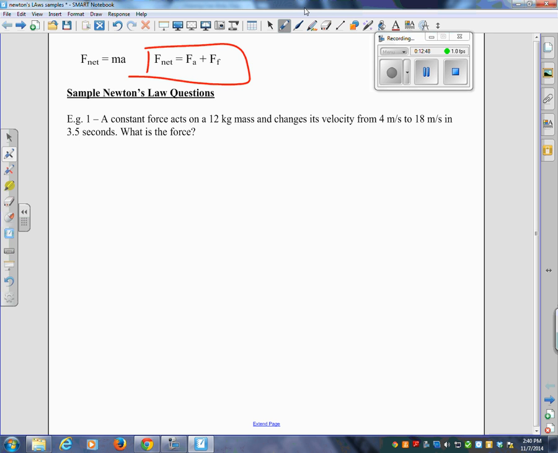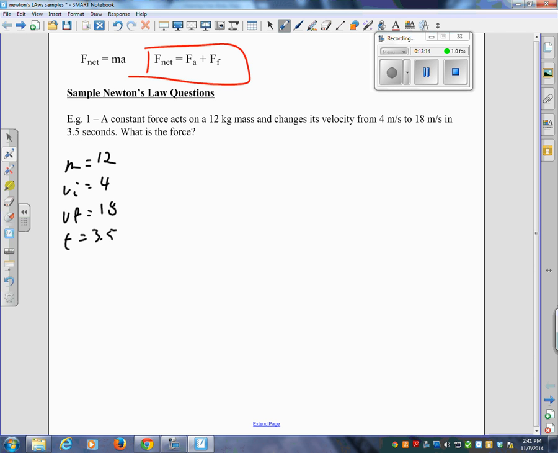A constant force acts on a 12 kilogram mass and changes its velocity from 4 meters per second to 18 meters per second in 3.5 seconds. What is the force? Now, I do this with my grade 9s. I don't care if you do it or not. I know Mr. Friesen was into it big before. If you want to ignore this, you can. I don't think you guys need to do it, but there's probably some of you that could benefit. So I'll start with doing this sort of thing.